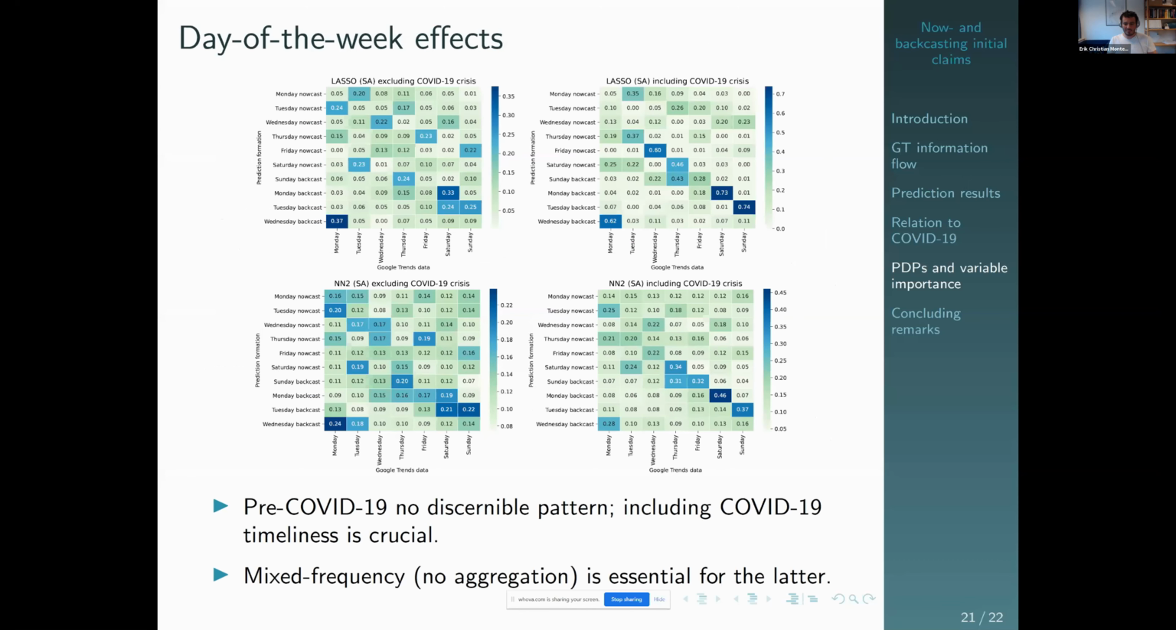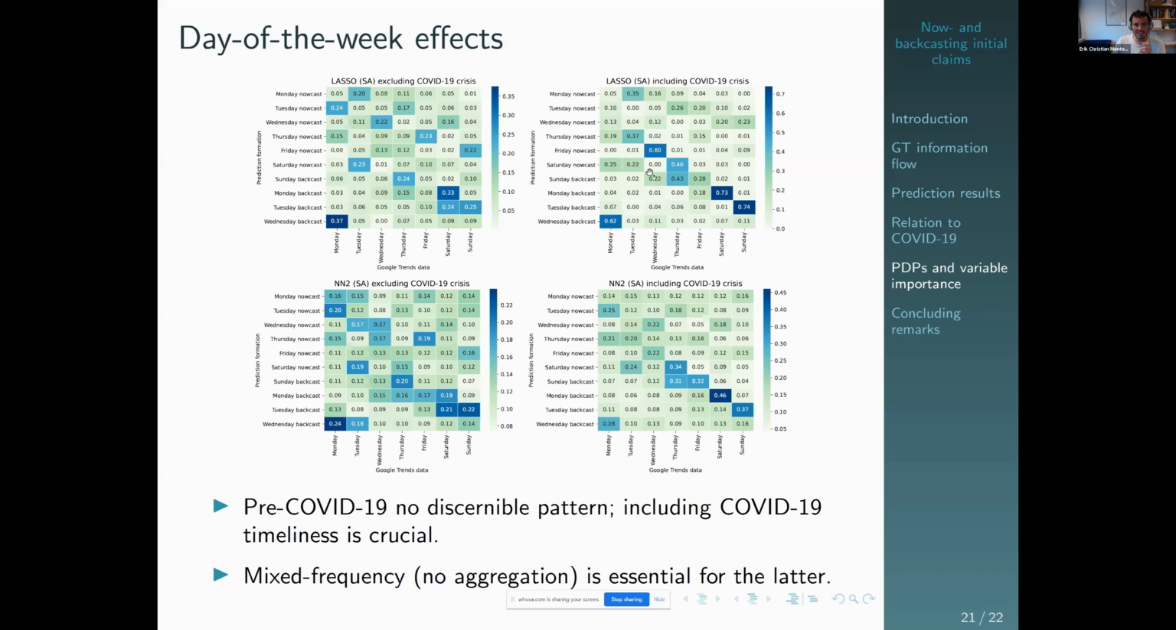Another thing that I would like to highlight before I conclude, since I only have 2 minutes, is the day of the week effects, because you can decompose the predictability, in terms of variable importance, into which days are the most important. So on which days is there the most information? And the interesting thing is that prior to the COVID crisis, we don't find a strong pattern. All days are almost equally important, or at least there is no strong pattern, which would tell you that using, for example, a lag polynomial as the MIDAS models tend to do would work pretty well.